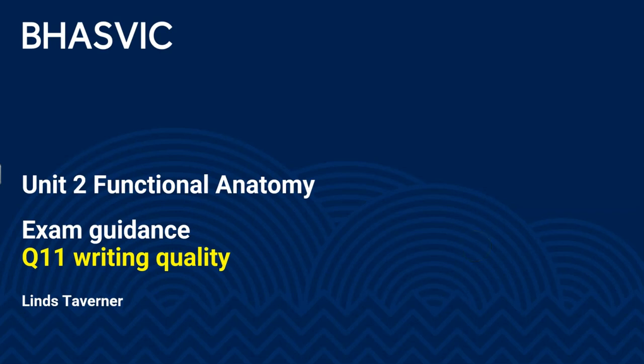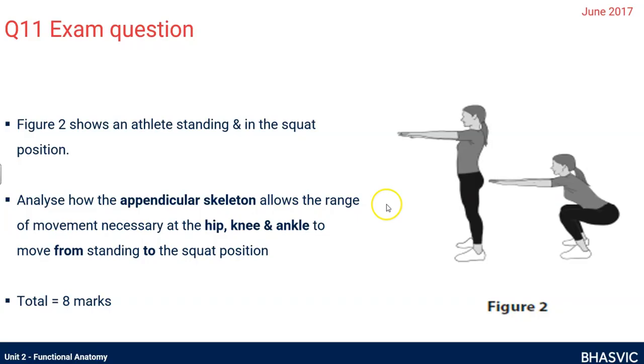Hello, this BTEC Sport and Exercise Science video is for Functional Anatomy, which is Unit 2. We are looking at some exam guidance again, so we are looking now at how to write a question 11 answer and to get the right level of quality to get you a great grade. Just to remind you, this is what question 11 looks like.